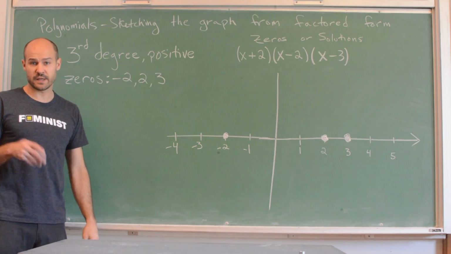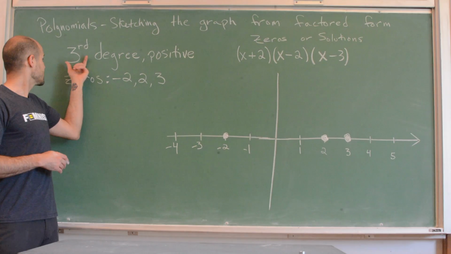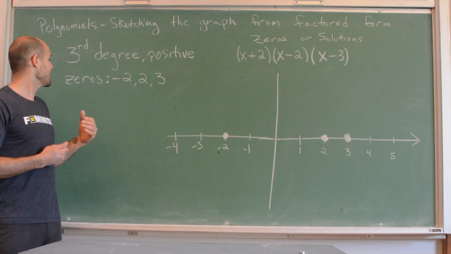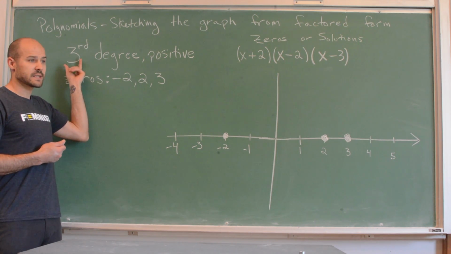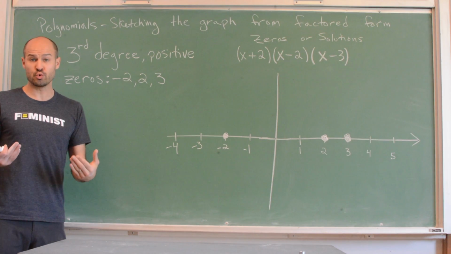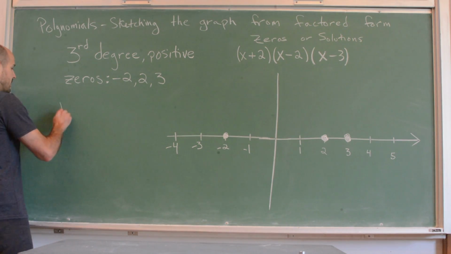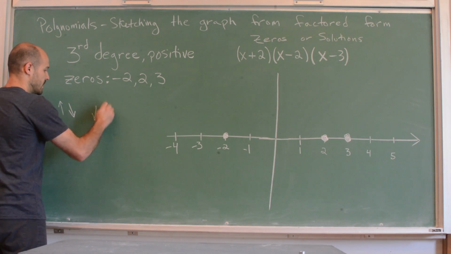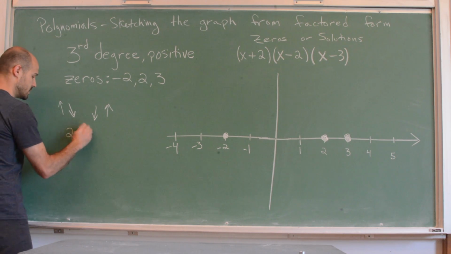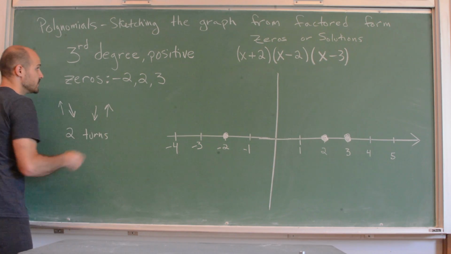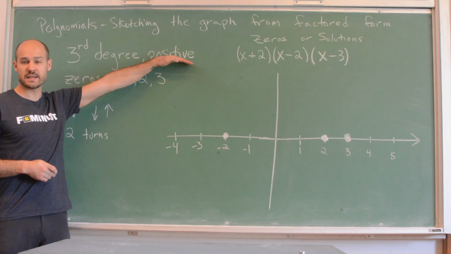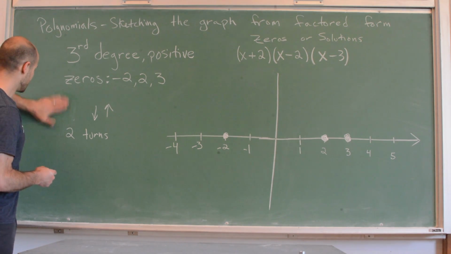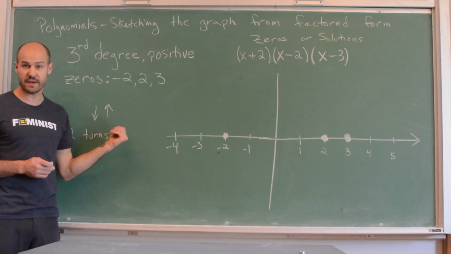That tells us a few different things. One, it tells us that it's going to either start up or down and then finish the opposite direction. That's the end behavior. The 3 tells us that it has at most 2 turns, right? So it's either going to be up, down end behavior, or down, up. It's going to have at most 2 turns. And the fact that we've determined it was positive tells us which end behavior we're looking at: down, up end behavior.